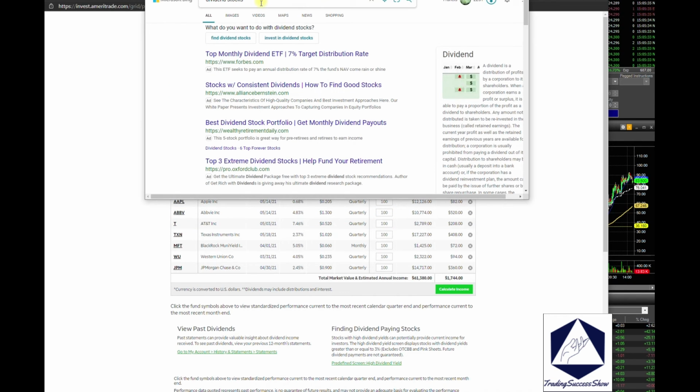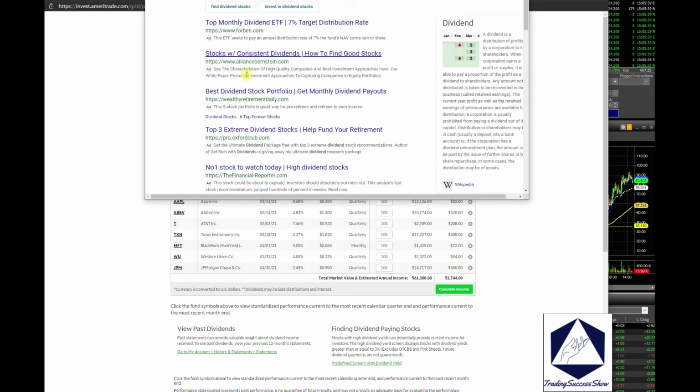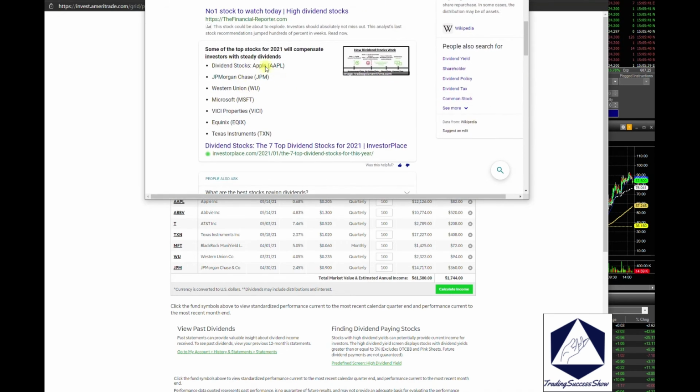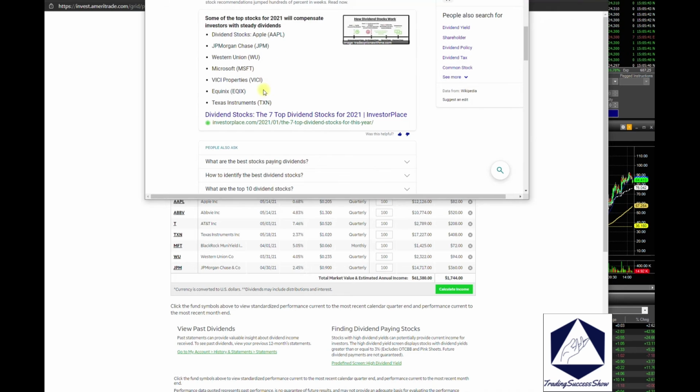So in order for you to find companies that pay out dividend, you just go on Google search. Okay, you just search for it. You just search for companies that pay dividend. You come down here and that's it. This says the 7 top dividend stocks for 2021. You just click it and you figure out which one you like, based on technical patterns and all that. You just go with it.